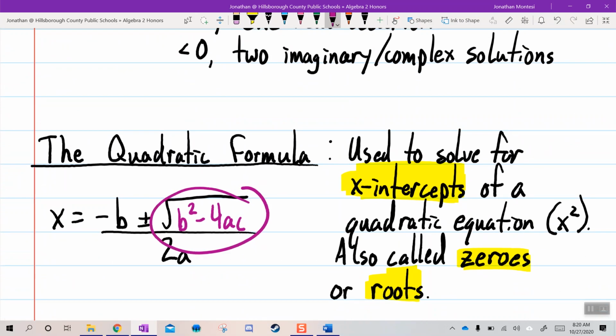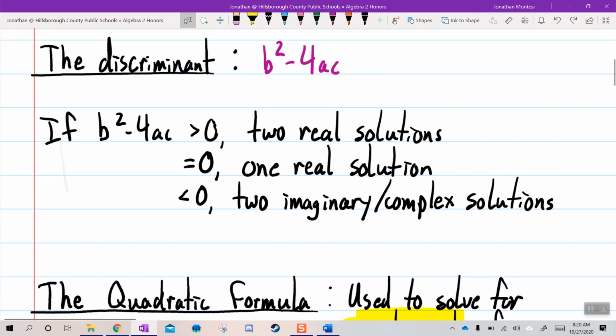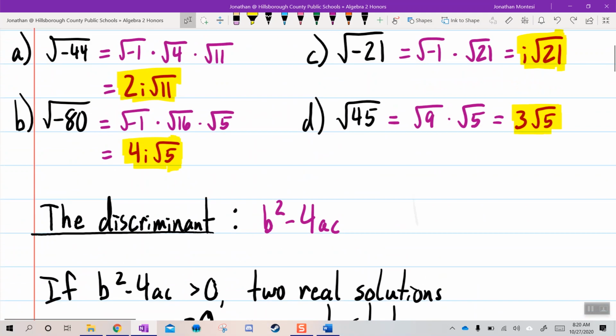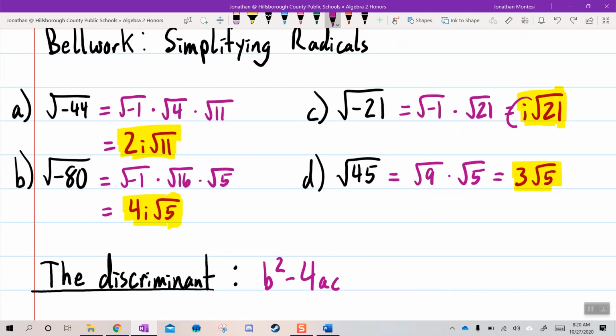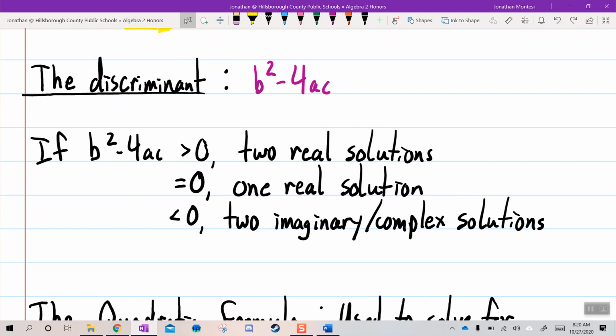If this part is equal to 0, well, the root of 0 is just 0. We're only going to have 1 solution. That pops up from time to time. If it's less than 0, that means the number under the root is going to be negative, and according to what we just did here, we're going to have some i's, which means we're going to have some imaginary or complex, sometimes tests will call them non-real solutions.